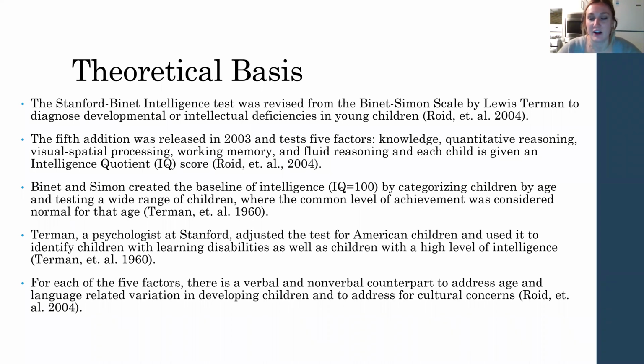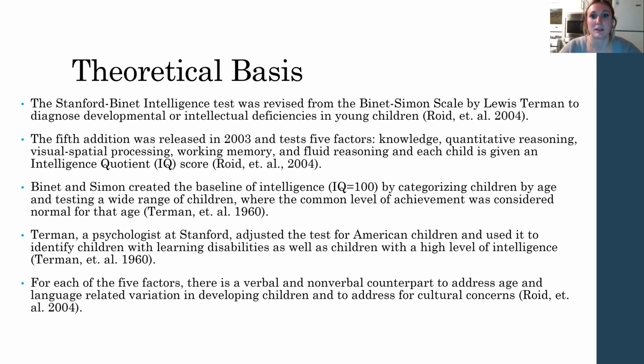The 5 factors that this test chooses to focus on are knowledge, quantitative reasoning, visual spatial processing, working memory, and fluid reasoning, where the baseline of intelligence, or the mean for performance, is 100, and the standard deviation is 15.